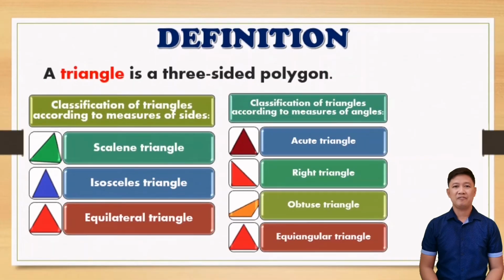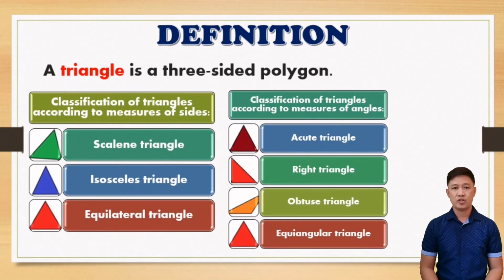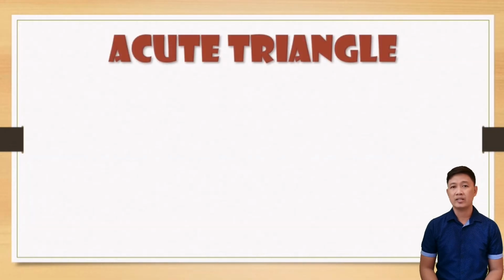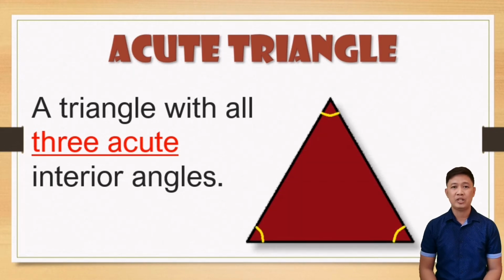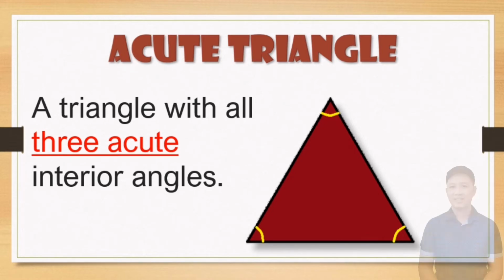Let's now proceed to the classifications of triangles according to the measures of their interior angles. Let's begin with the acute triangle. An acute triangle is a triangle whose three interior angles are all acute angles. Let's take a look at the given picture. The picture shows a triangle whose three interior angles are all acute angles. This is an example of an acute triangle.